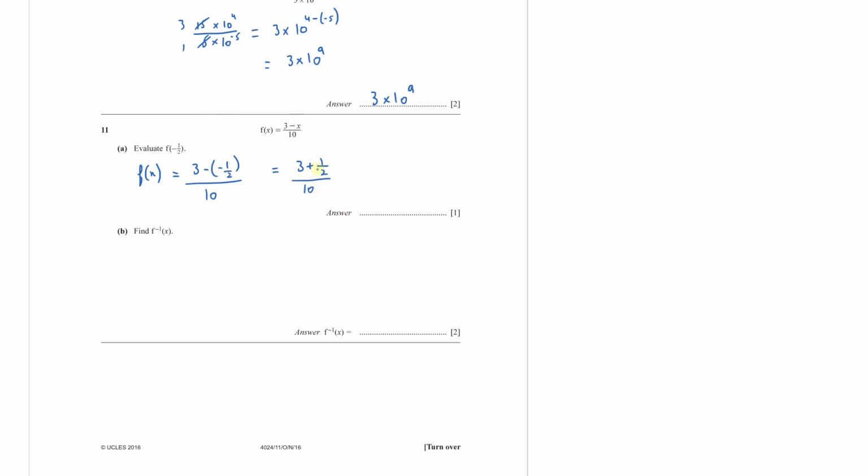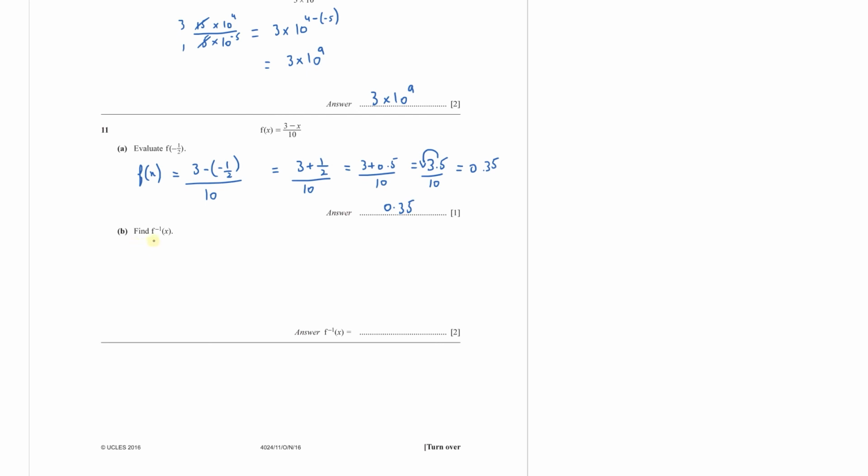I can convert this easily into a decimal. So this is 3 plus 0.5 divided by 10. Then this is 3.5 divided by 10. And then since it's being divided by 10, I can move the decimal one place to the left right here. So this will become 0.35. So your answer would be 0.35.